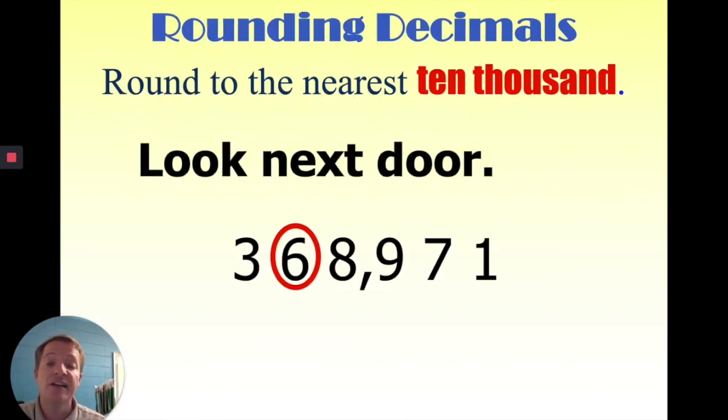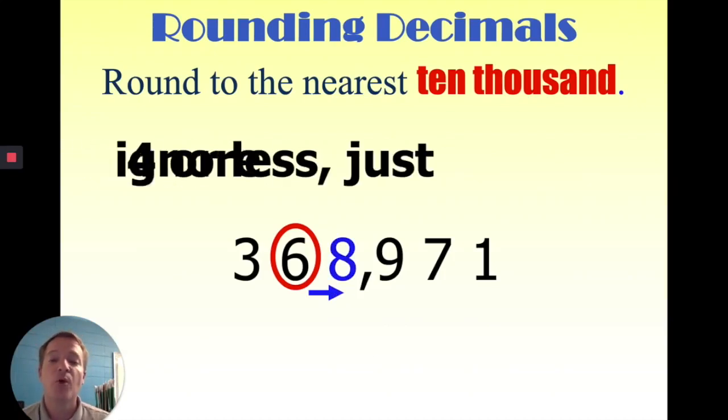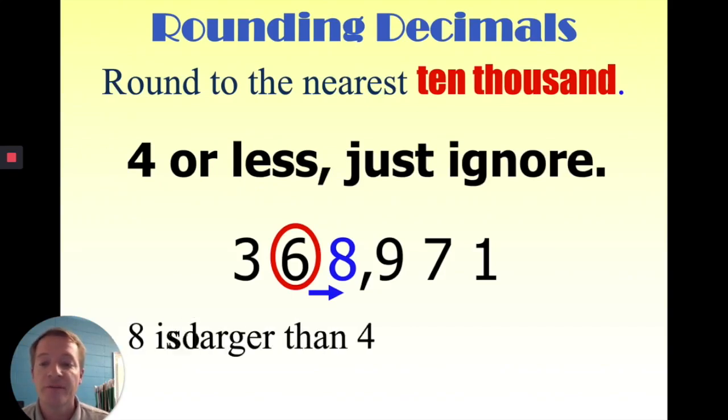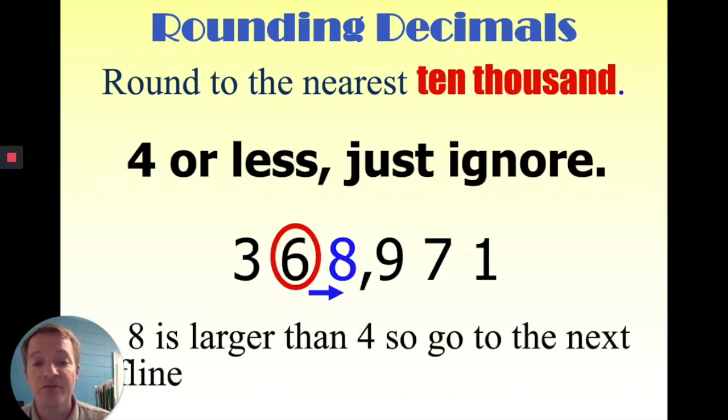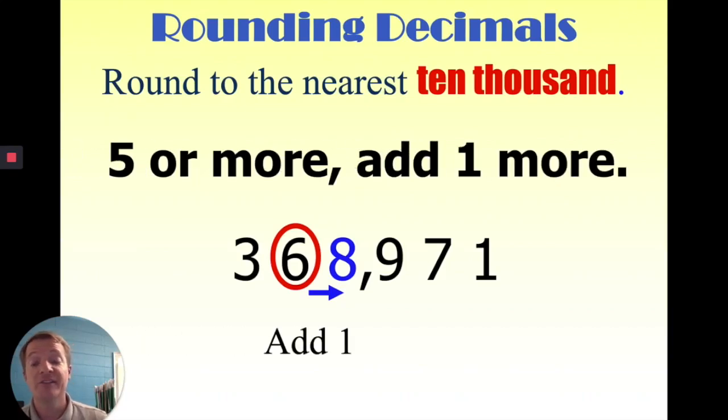Now, we're going to look next door. The number next door is going to be what number? 8. So we look to the right of the number. We have 8. Now, if it's 4 or less, we just ignore. But 8 is larger than 4. So we're going to go next door to, and we are going to do what? Because the other part of that was 5 or more, we add 1 more. So since it's bigger, we have to add 1 to the 6.